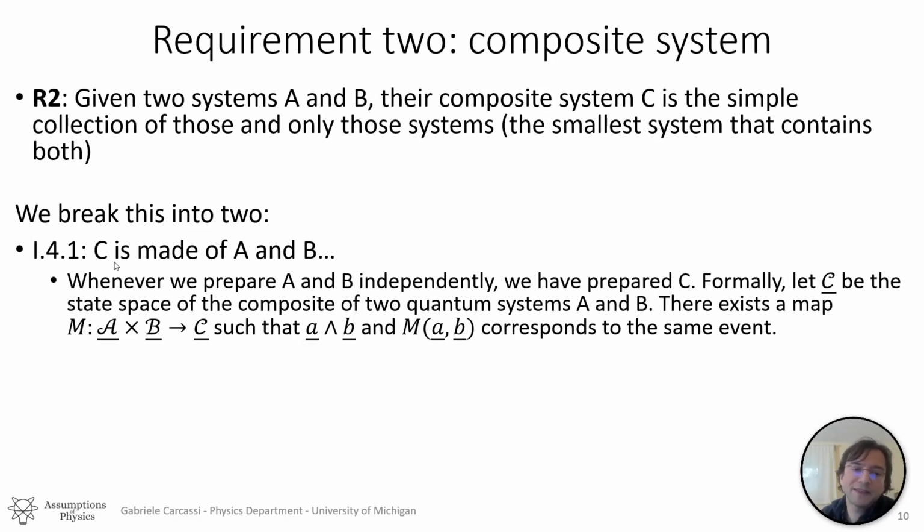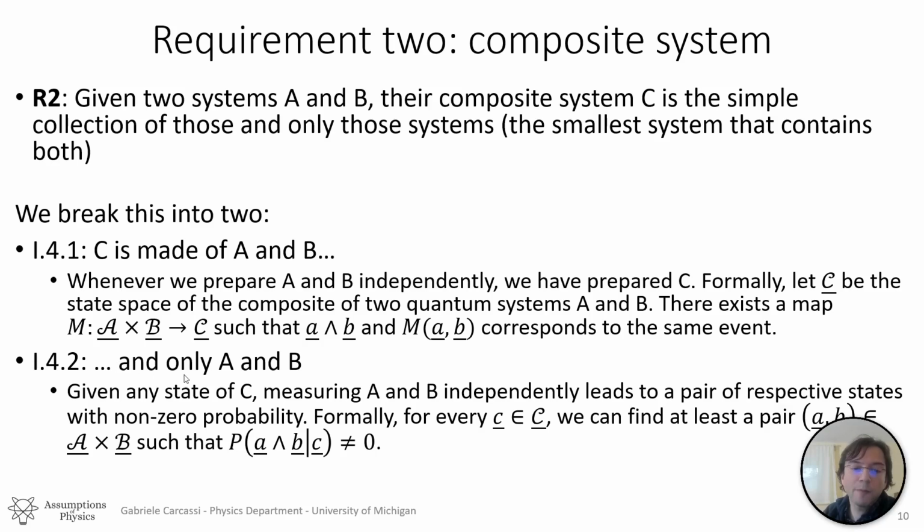So the first property, which stems from the fact that C is made of A and B, basically tells us that whenever we prepare A and B independently, we actually have prepared a composite system. We have prepared a state of C. So if C is the state space of the composite system of A and B, then there must be a map M that from each pair of states A and B gives us a state C. And it has to be that saying that I prepared system A in state A and I prepared system B in state B has to be the same statement, the same event in the probabilities, as saying I've prepared C in the state M(A,B).